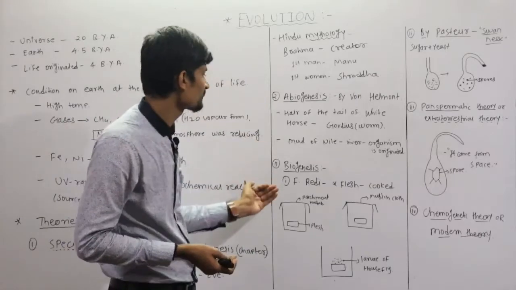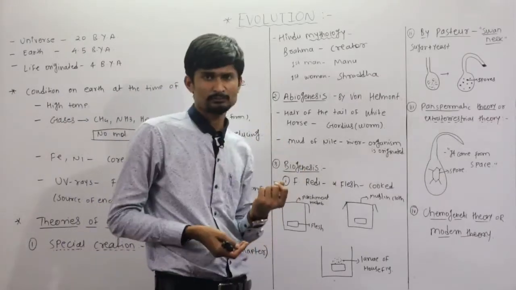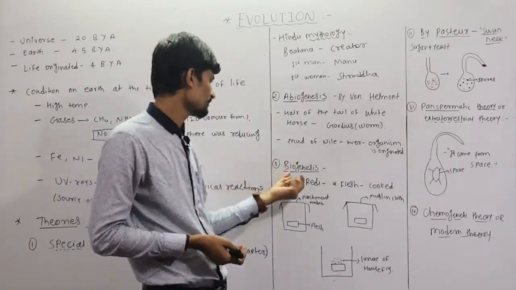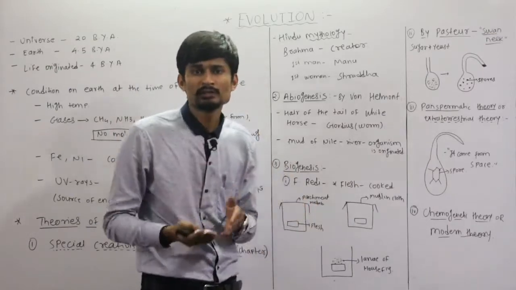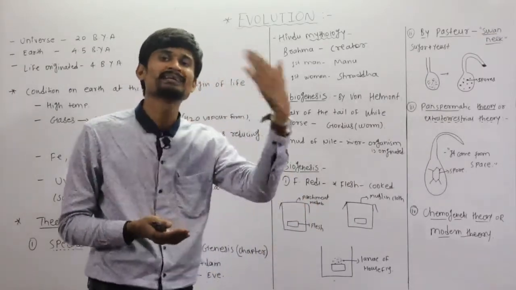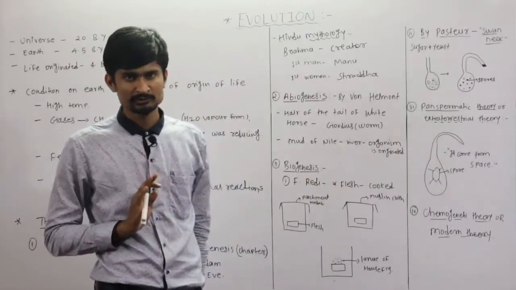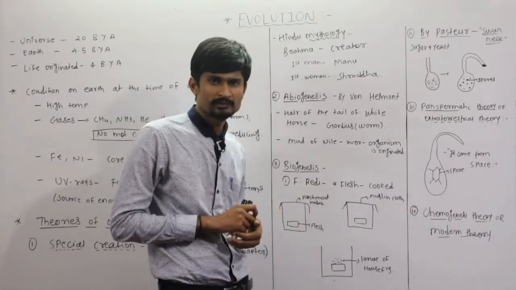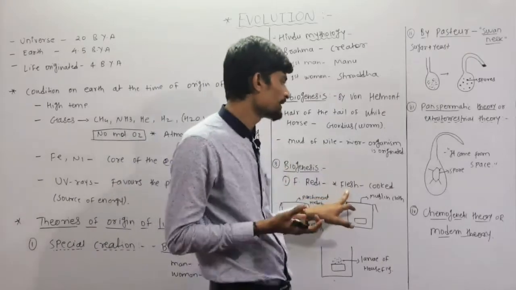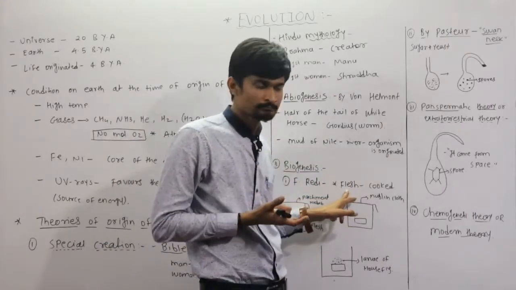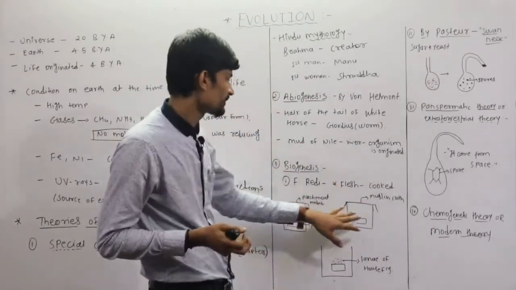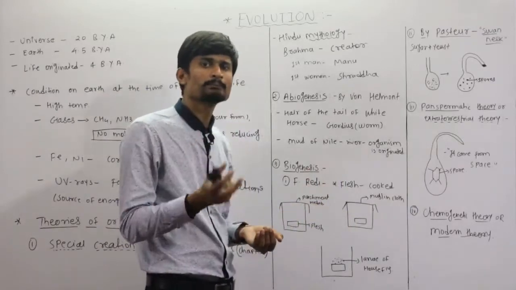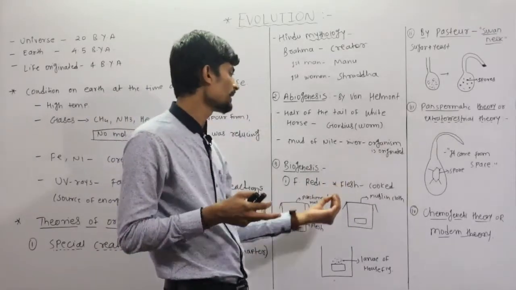So now the third theory is biogenesis. This theory tells that every living organism originated from pre-existing living organisms. The first scientist is Francisco Redi. He took cooked flesh and took three different containers and placed that cooked flesh into the three different containers.